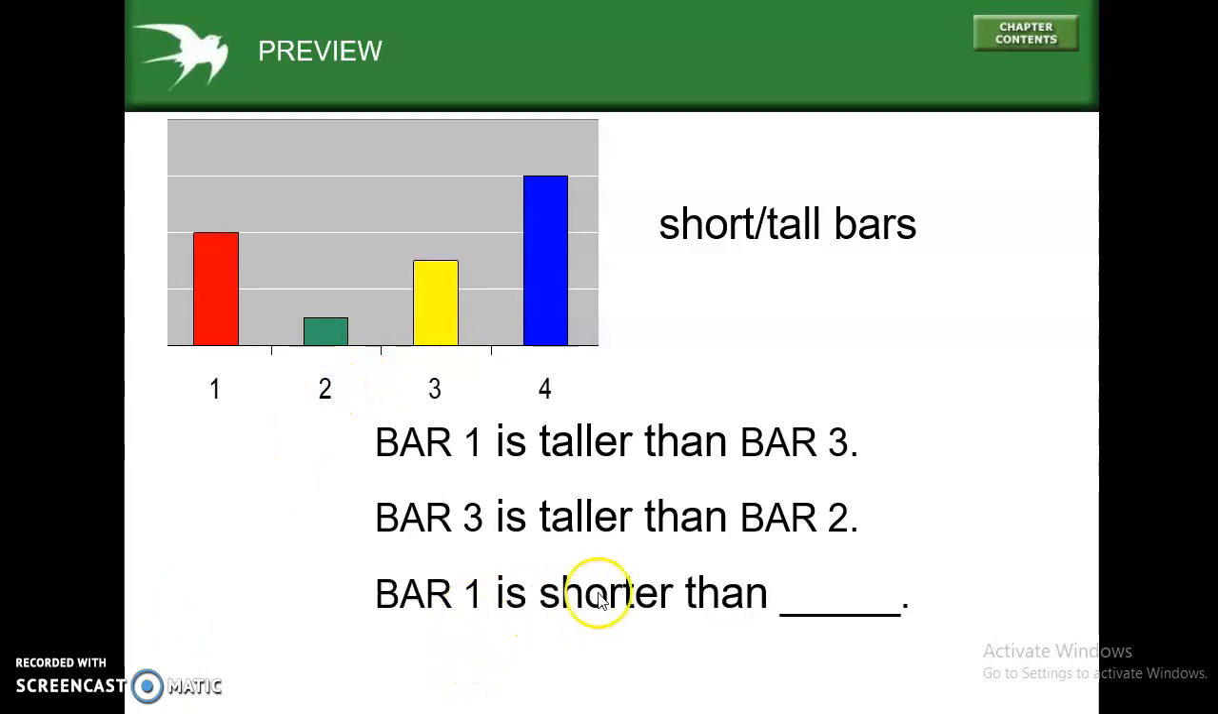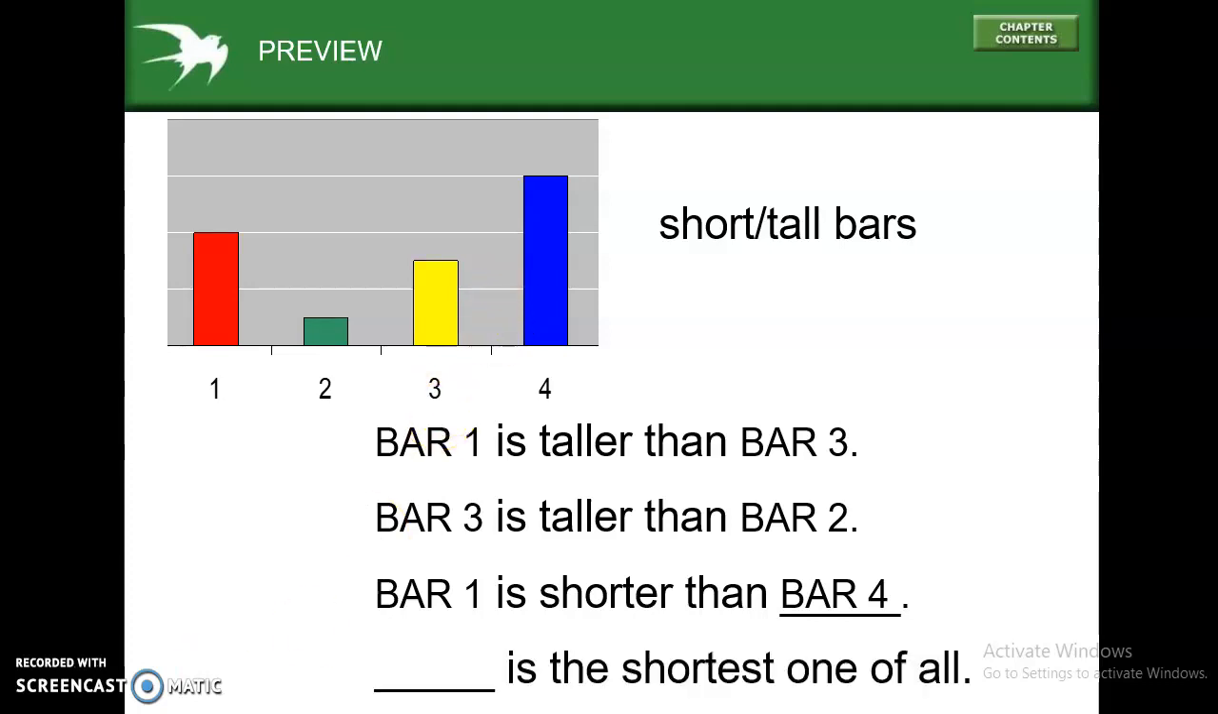Bar 1 is shorter than... So bar 1, if you compare it to all of the bars, is shorter than, of course, bar 4, right? And blank is the shortest one of all. So which one is the shortest one? Of course, bar 2. Okay, let's go on.